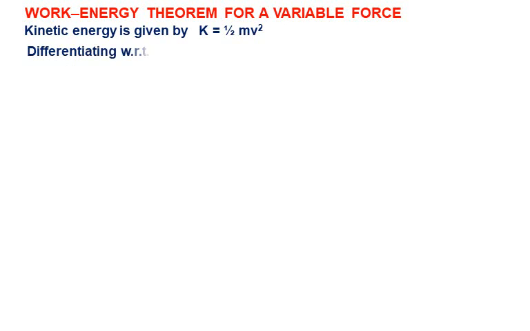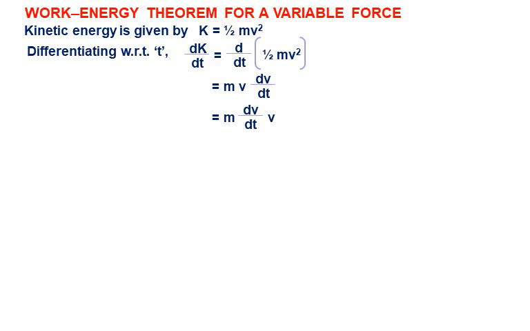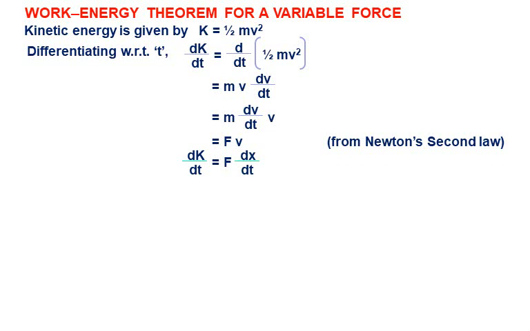What about the work energy theorem for a variable force? Kinetic energy, you know, is half mv square. Differentiating with respect to time, you get dK by dt equals d by dt of half mv square. The differentiation of v square with respect to t gives 2v dv by dt, and half will be cancelled out and you get mv dv by dt. Or we can write it as m into dv by dt into v, and m dv by dt is force, so dK by dt is equal to force into dx by dt. Or you can say dK is equal to F into dx.